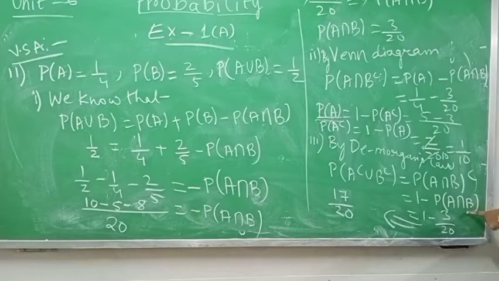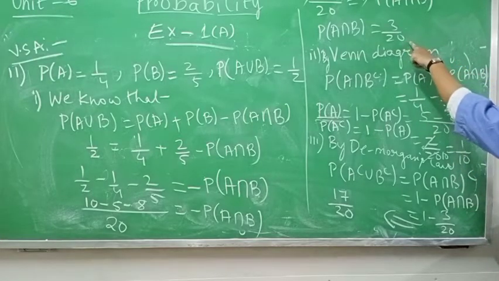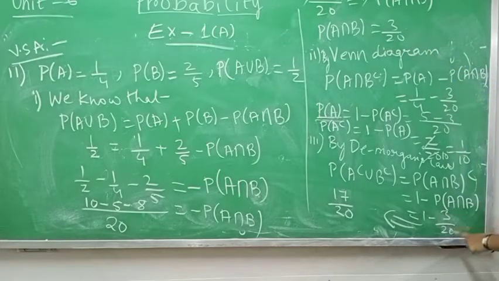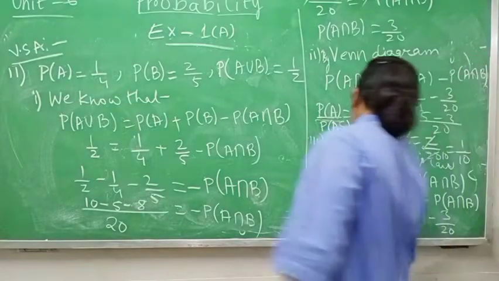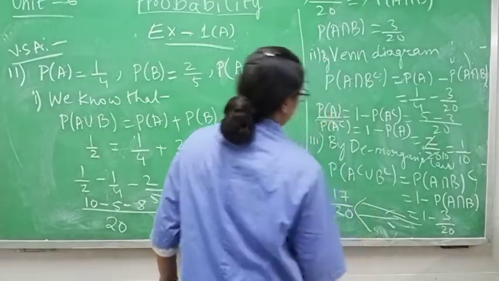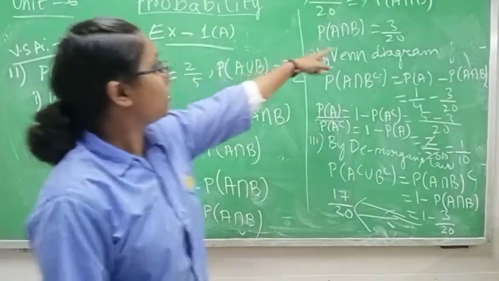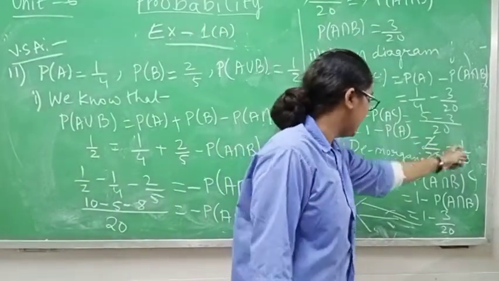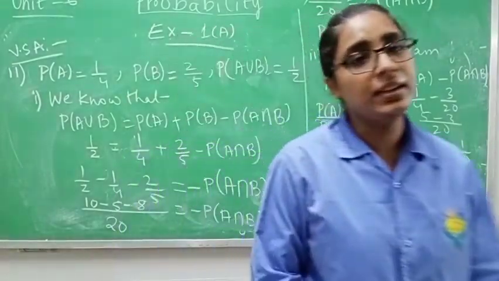Now P(A intersection B) value I got from the first one, 3/20. When you take the LCM of 1 minus 3/20, you will get 17/20. So the first answer is 3/20, the second answer is 1/10 and the third answer is 17/20.